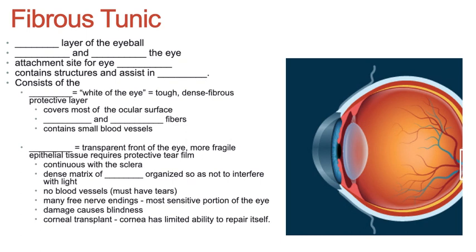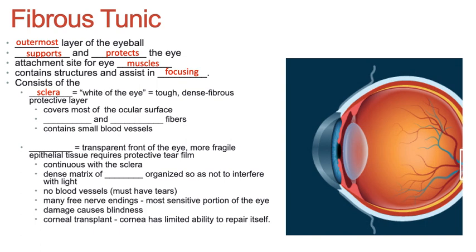So next I want to talk about the layers of the eyeball. So starting with the fibrous tunic, this is the outermost layer of the eyeball. And it supports and protects the eye. The attachment site for the eye muscles is largely found on the fibrous tunic. It contains structures and it also assists in focusing.